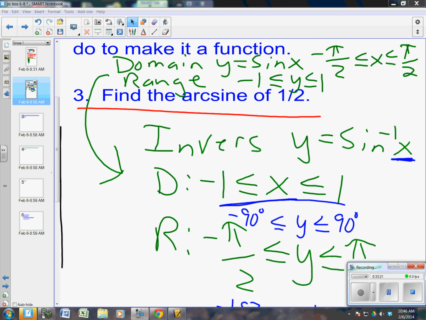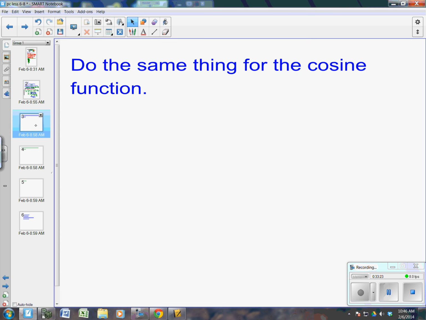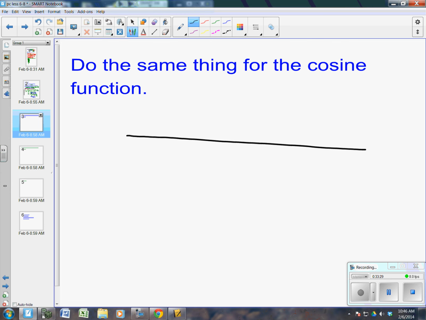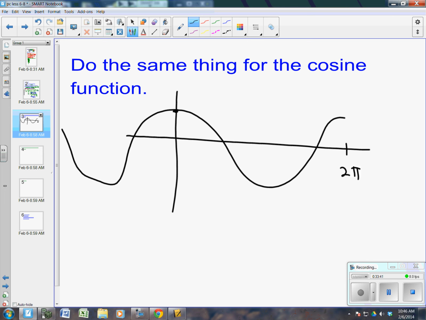Okay, let me go to the next slide. If we did the same thing for the cosine function, instead of taking time to do that right now, I just want you guys to look at this. We know the cosine function, instead of starting at 0, 0, it goes like this, right? Between 0 and 2 pi. And I could do the same thing on the other side. So if we did this on the other side, it gets that.